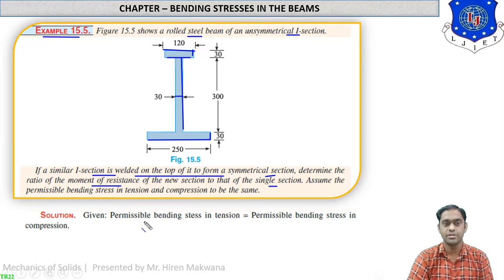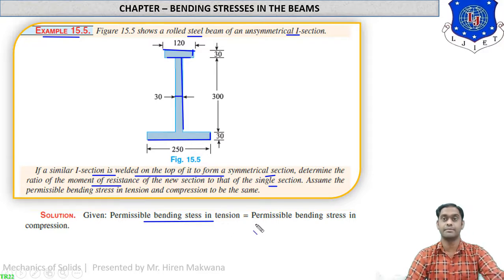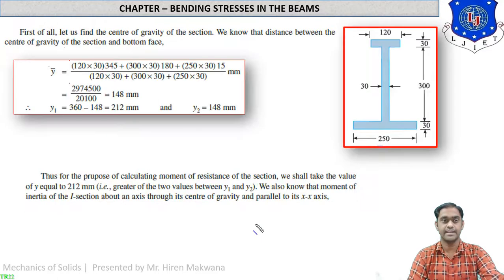So what is the solution? Given in the data is that permissible bending stress in tension is equal to permissible bending stress in compression. Actually, the value of bending stress is not given to us, so we have to consider it as sigma only. Let us see how it affects the calculation. First of all, let us find the center of gravity as per our usual method.